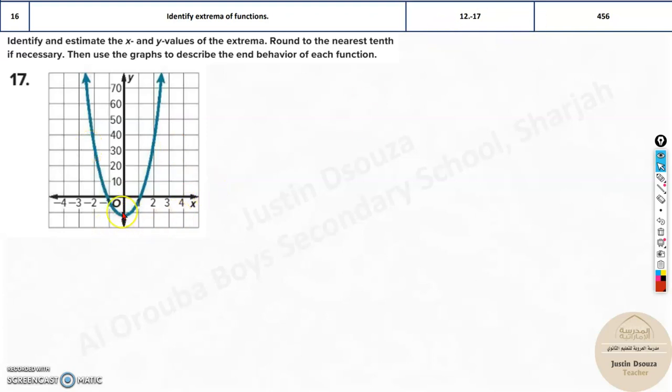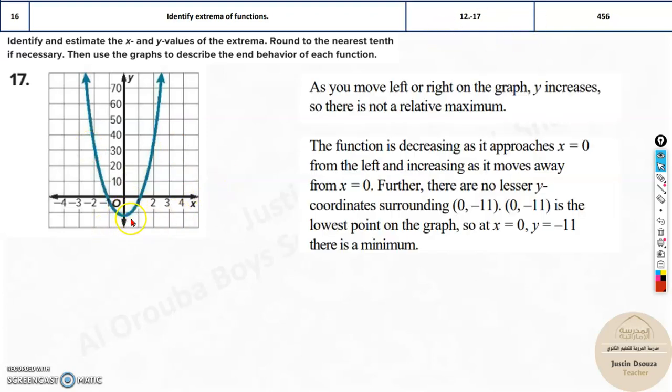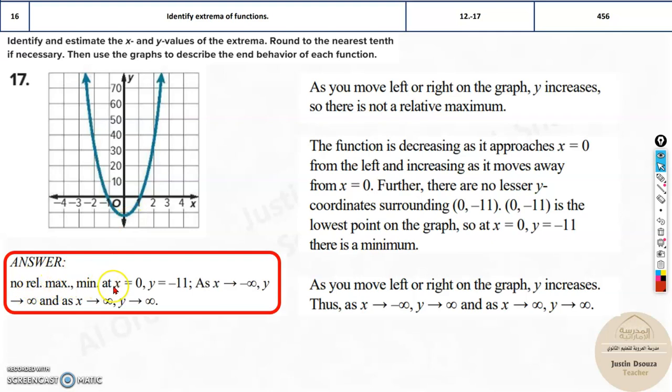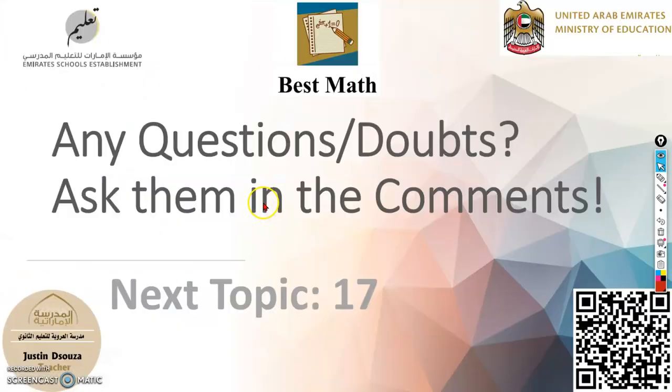This is the last one over here. Again, there is no relative maximum, only a minimum point at x is 0 and y is negative 11. See, because the scale is 10, this is a little more, minus 11. Look into the four options and check the appropriate value. So you can easily find out the correct option and look at the end behavior. As x goes to minus infinity, the y value is infinity. Even over here as x goes to positive infinity, it's infinity.